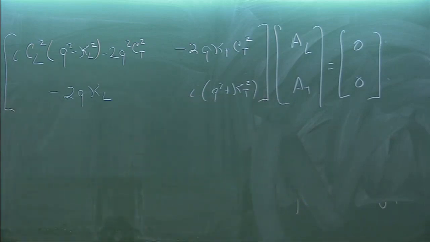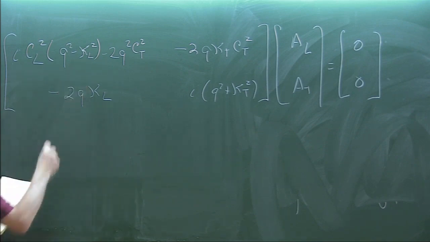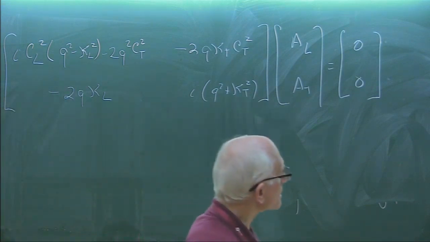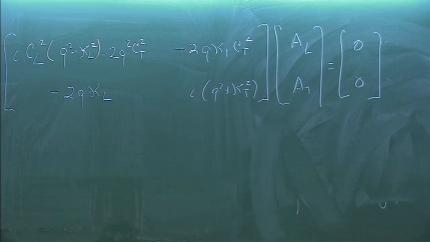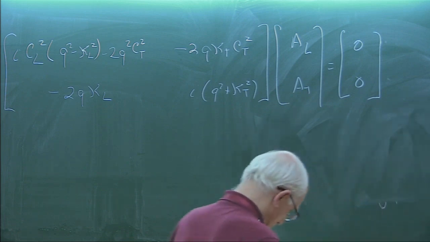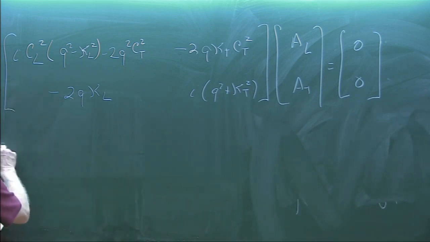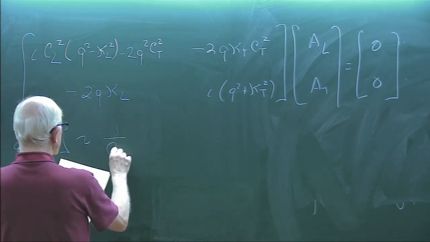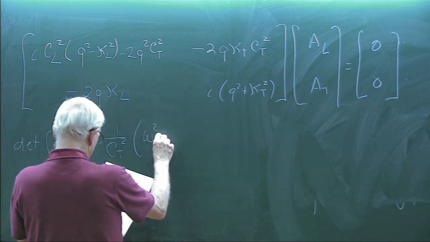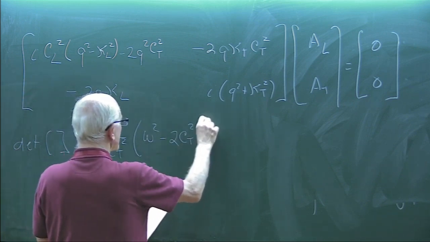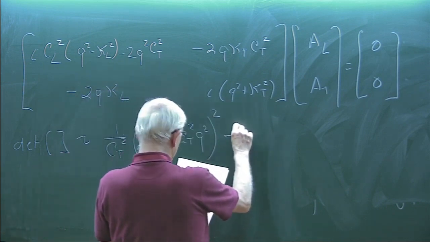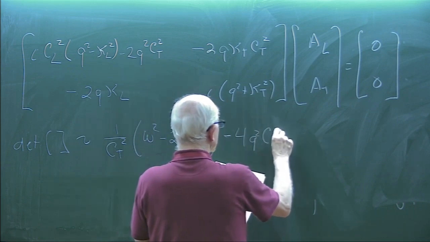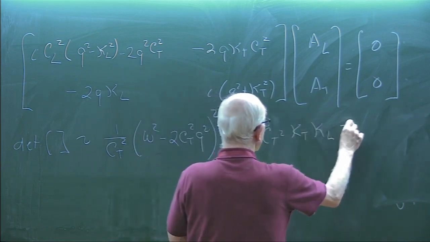So you write down the characteristic equation here, replacing kappa L squared by omega squared minus Q squared over CL squared, et cetera. So when all of the dust settles there, we get that the determinant of that matrix is at least proportional to 1 over CT squared, omega squared minus 2 CT squared Q squared, squared, minus 4 Q squared CT squared kappa T kappa L equals 0.